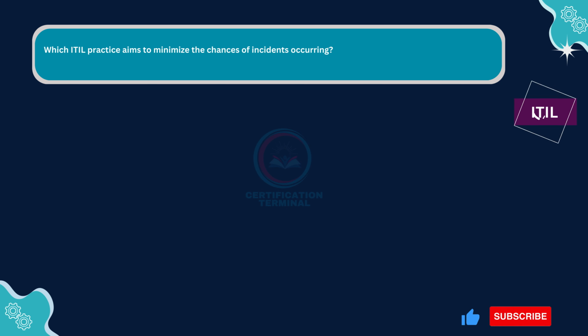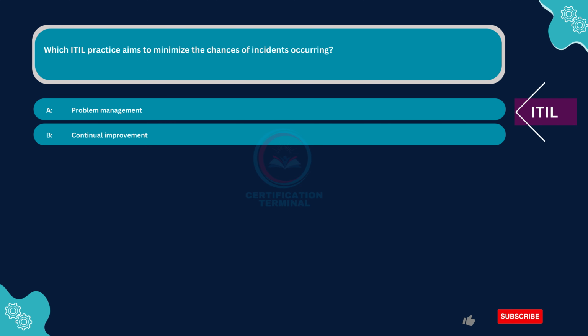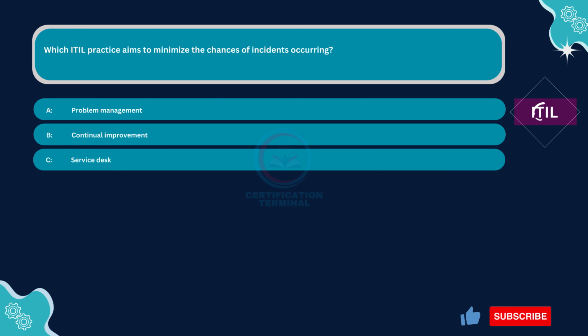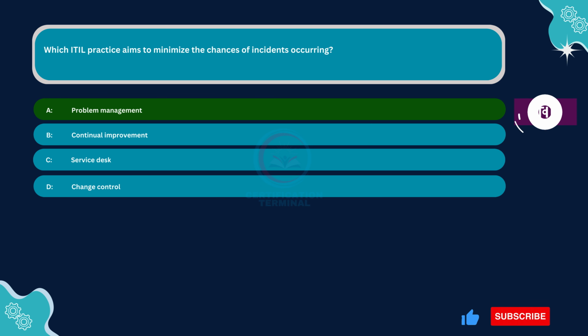Next question. Which ITIL practice aims to minimize the chances of incidents occurring? Option A, problem management. Option B, continual improvement. Option C, service desk. Option D, change control. The correct answer is Option A, problem management.